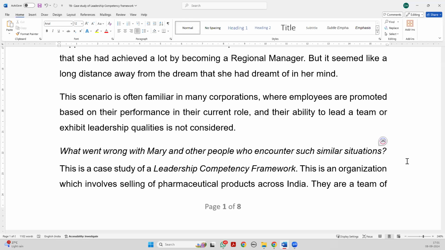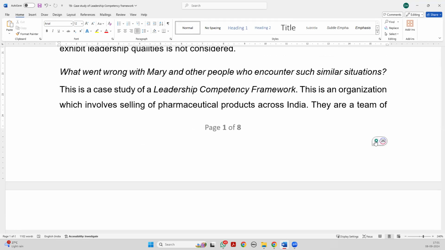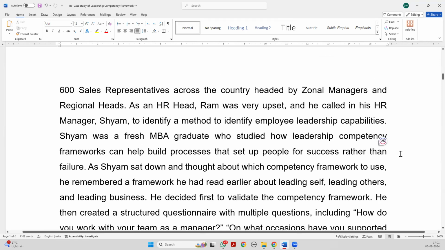What went wrong with Mary and other people who encounter such similar situations? This is a case study of a leadership competency framework. This is an organization which involves selling of pharmaceutical products across India. They are a team of 600 sales representatives across the country headed by zonal managers and regional heads.